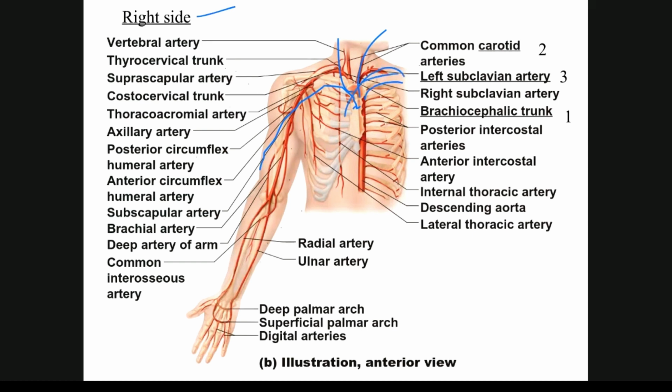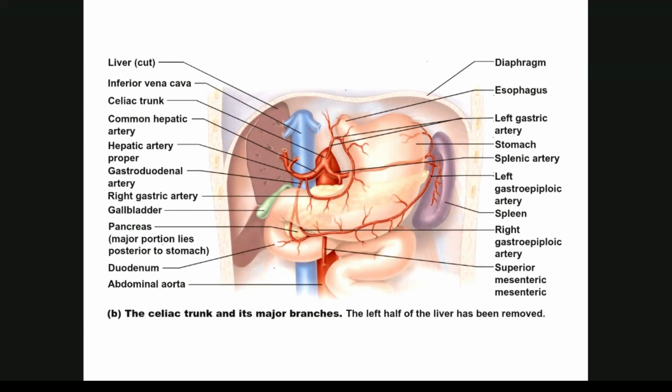And it's asymmetrical. A few things here. We have left gastric artery, splenic artery, going to our spleen, hepatic artery, and superior mesenteric artery right here. And I think that's about what I want to look at here.